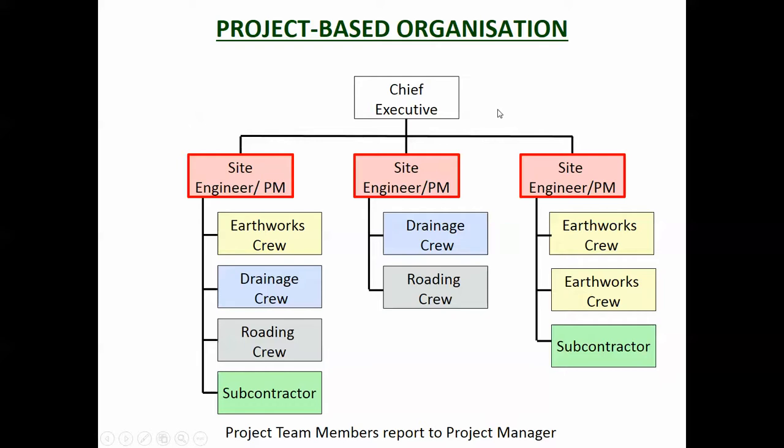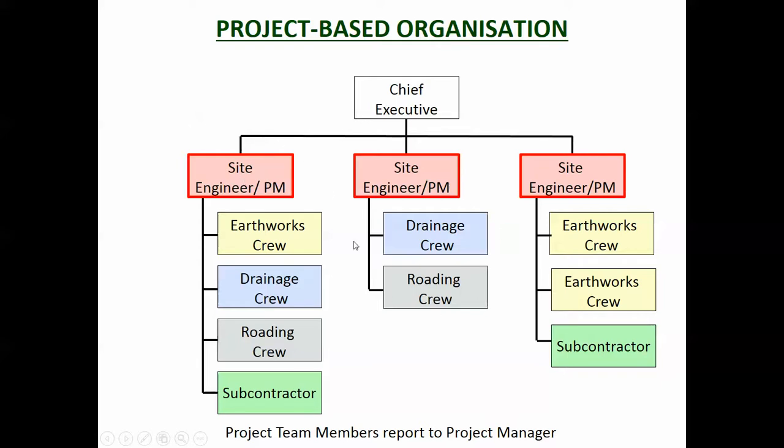Once again, there's probably a lot more management people, administration people here which aren't shown. So there's one project, so this might be a subdivision project. So you've got a site engineer, and he's got an earthworks crew, a drainage crew, roading crew, and he might hire some subcontractors. Those people work with him, they directly report to him, and he reports to the chief executive or the senior engineer or something like this.